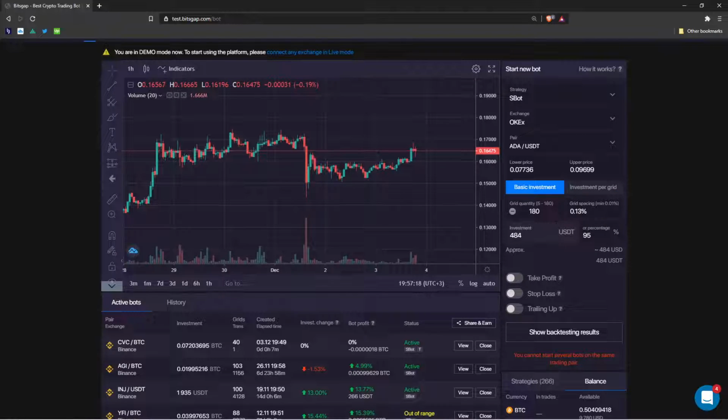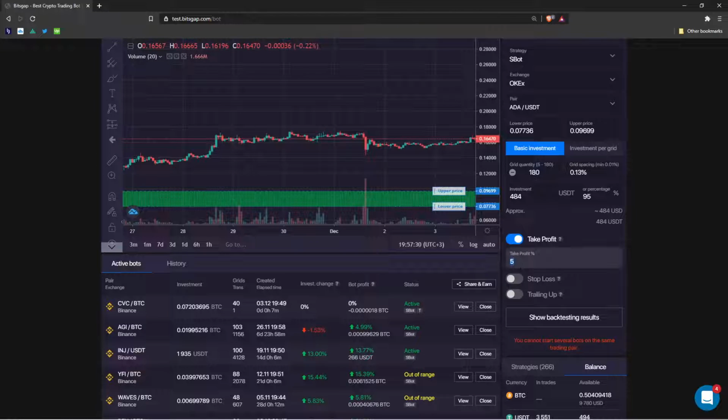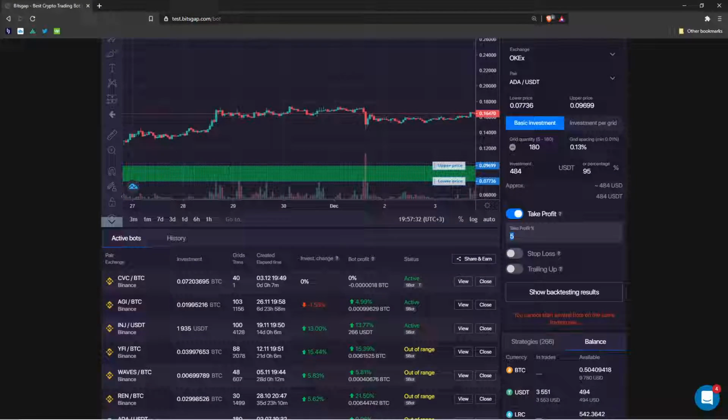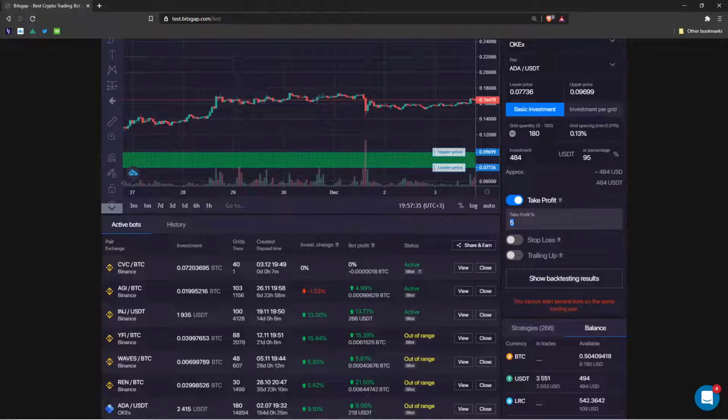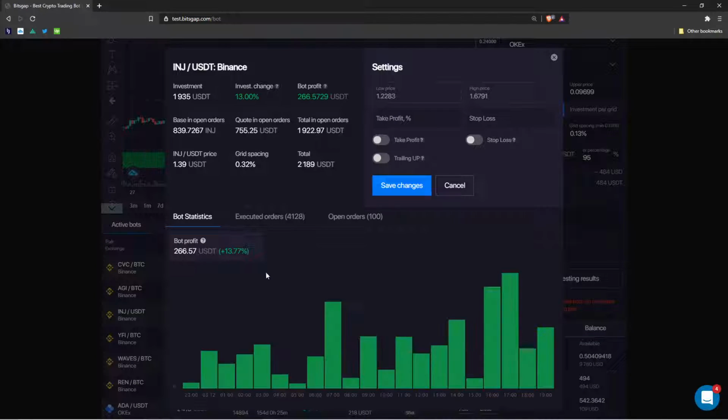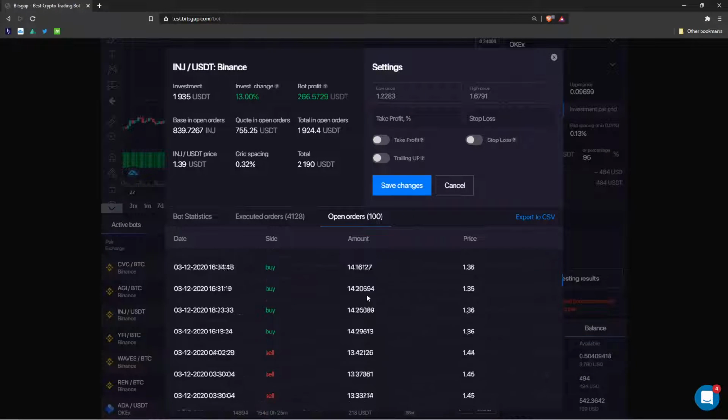configuration panel. We also have instruments like take profit, stop loss. They are the same as for the spot market. So as soon as the, oh, actually I'm wrong. The take profit here works only for the investment change. So as soon as the investment change, let's say, reaches 15%, it will automatically close the trade. So it will sell all of the base currency in the trade, and it will also close all of the open limit orders. Because for instance, for ING to USDT, you see I have 100 open orders.